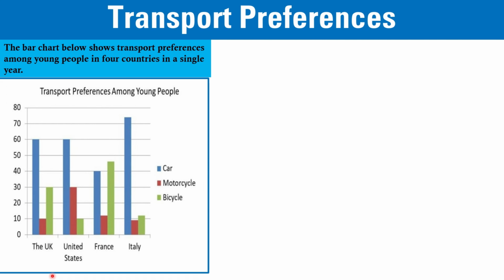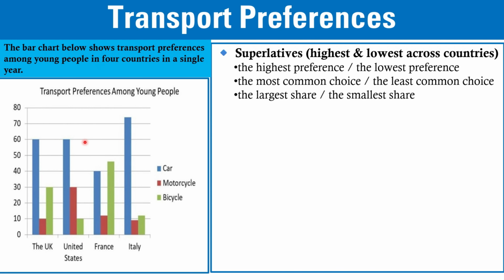Now let's look more closely at the transport preferences bar chart. Since this chart compares different countries, the vocabulary we use will be slightly different from what we used in the children's activities chart. For the highest and lowest categories, we can use phrases such as the highest preference, the lowest preference, the most common choice, the least common choice, the largest share, or the smallest share.